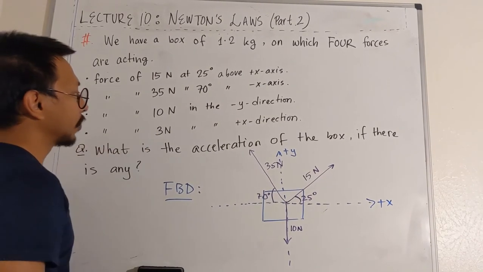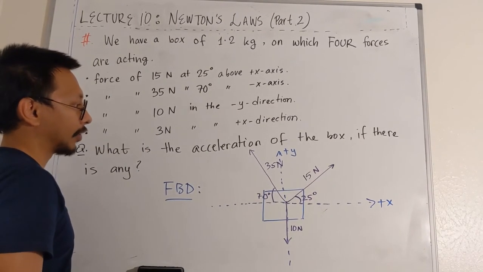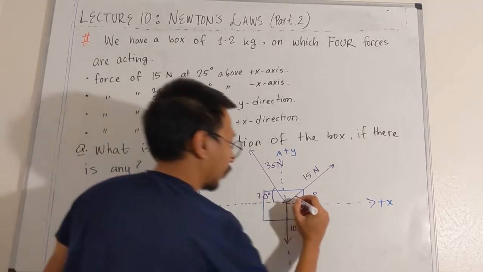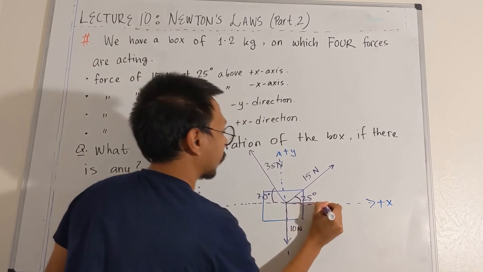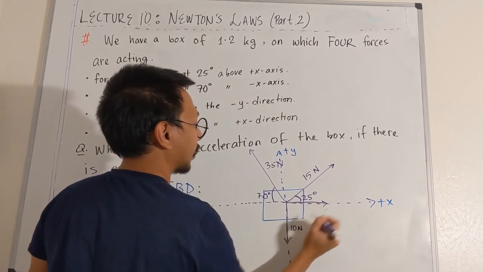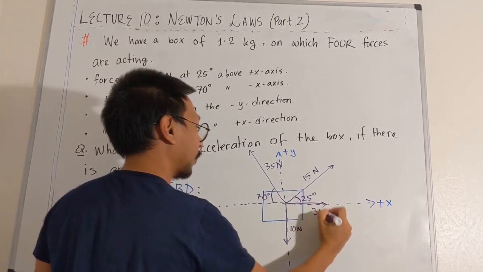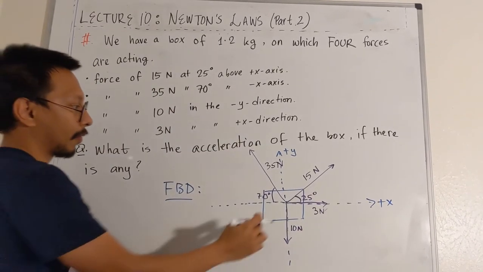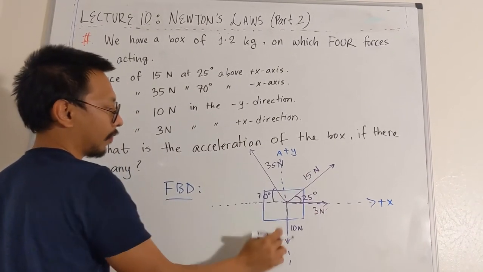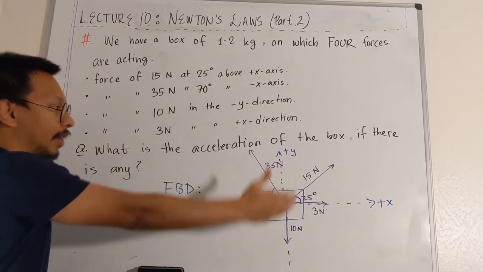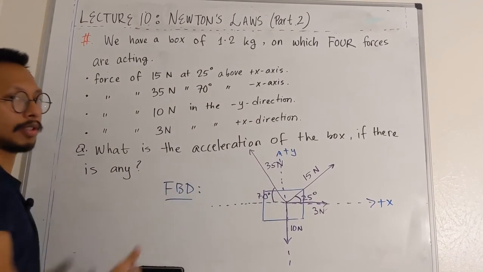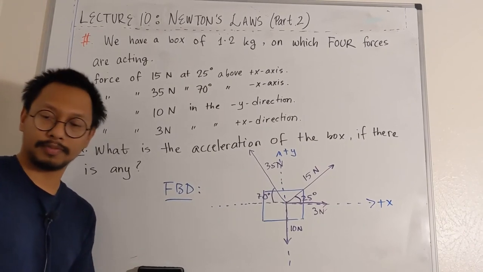The fourth force is a 3 Newton force in the positive x direction. So this is a completely horizontal force along the positive x-axis with magnitude of 3 newtons. So we have 1, 2, 3, 4 forces. Now let's make some space and carry out Newton's second law solution.